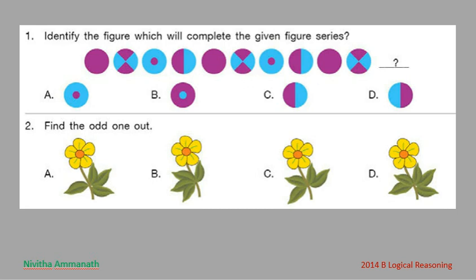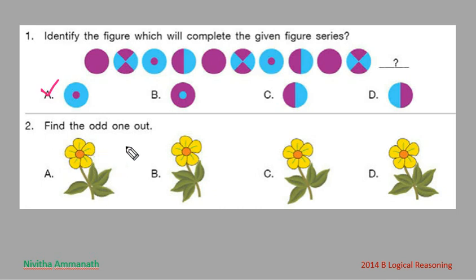Identify the figure which will complete the given figure series. Here, after this, what will be here? After this, what will be here? This one. So, A is the correct option.